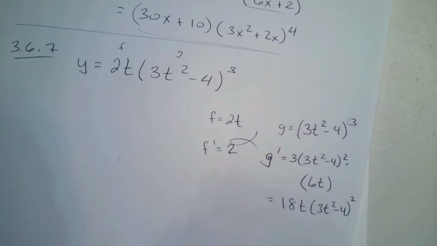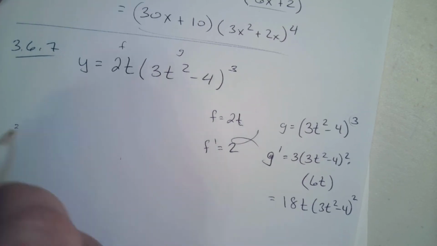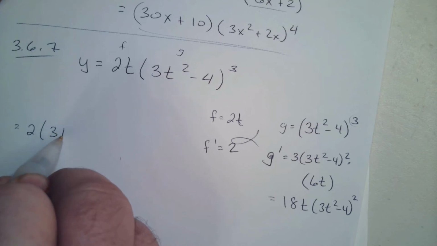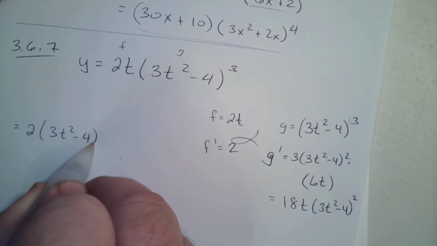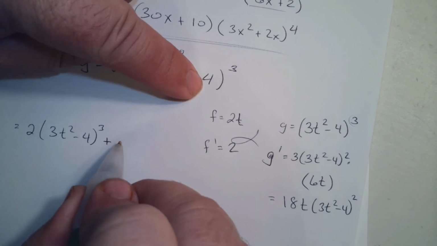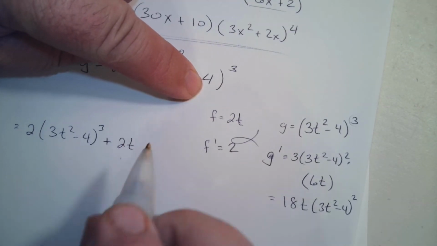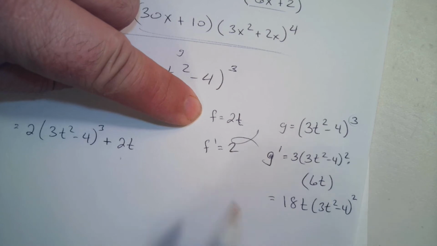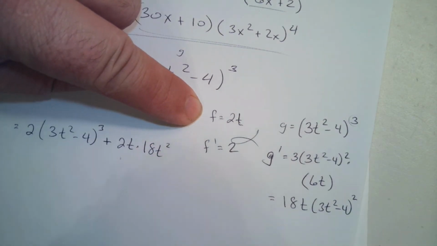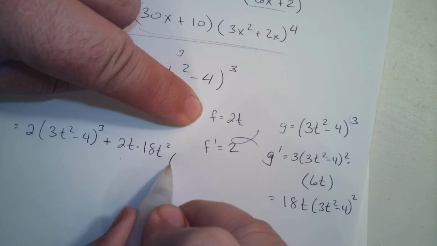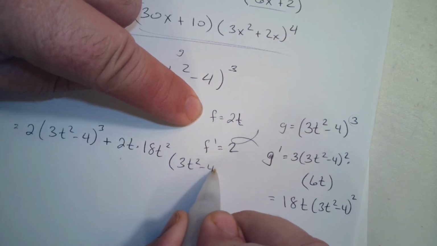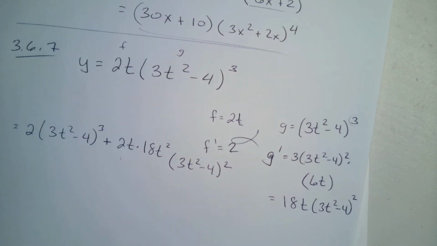So do the product rule. 2 times (3t squared minus 4) cubed plus 2t times 18t squared, (3t squared minus 4) squared.